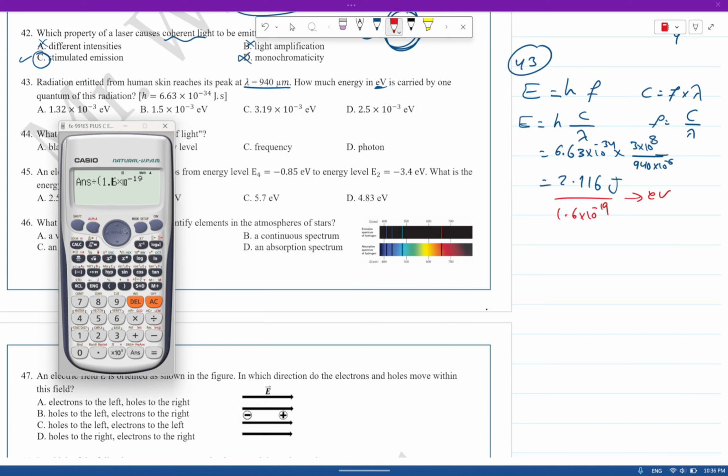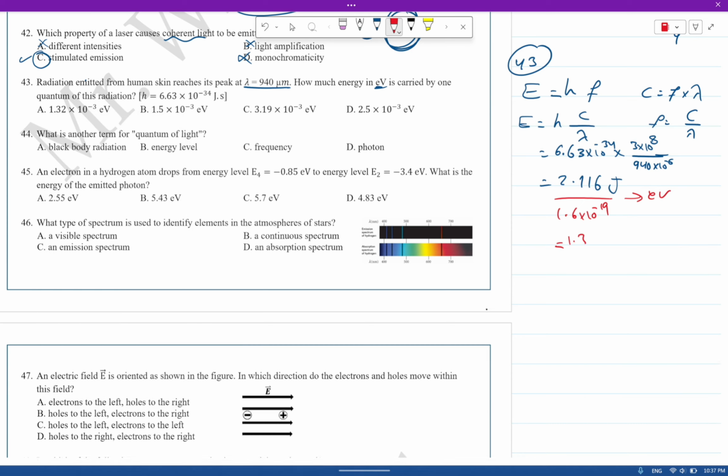Let's use this one to get a correct answer here. So that is 1.322 times 10 to the power negative 3 electron volts. So we could say 1.32, let's say, 1.32 times 10 to the power negative 3 electron volt. That is basically the energy. Do we have this? No, perhaps I've done something incorrect. No, wait, let me see. 1.32, yes, that is option A.